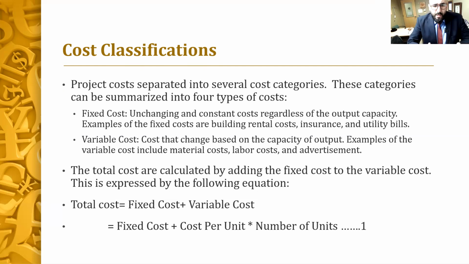The total cost. Now if we need to talk about the total cost, it is calculated by adding the fixed cost plus the variable cost, and we use this equation: total cost equals fixed cost plus the variable cost, and the variable cost will depend on the unit. So fixed cost plus the cost per unit times the number of units.